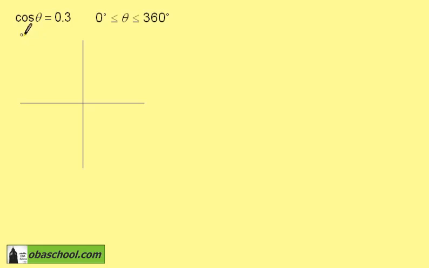We want to solve the equation cos theta is 0.3 for values of theta in the range from 0 to 360. We're going to use the CAST diagram to do this, and the meaning of ASTC should be well established by now. We discussed it at length in example 1. So we'll begin with our equation cos theta is 0.3.